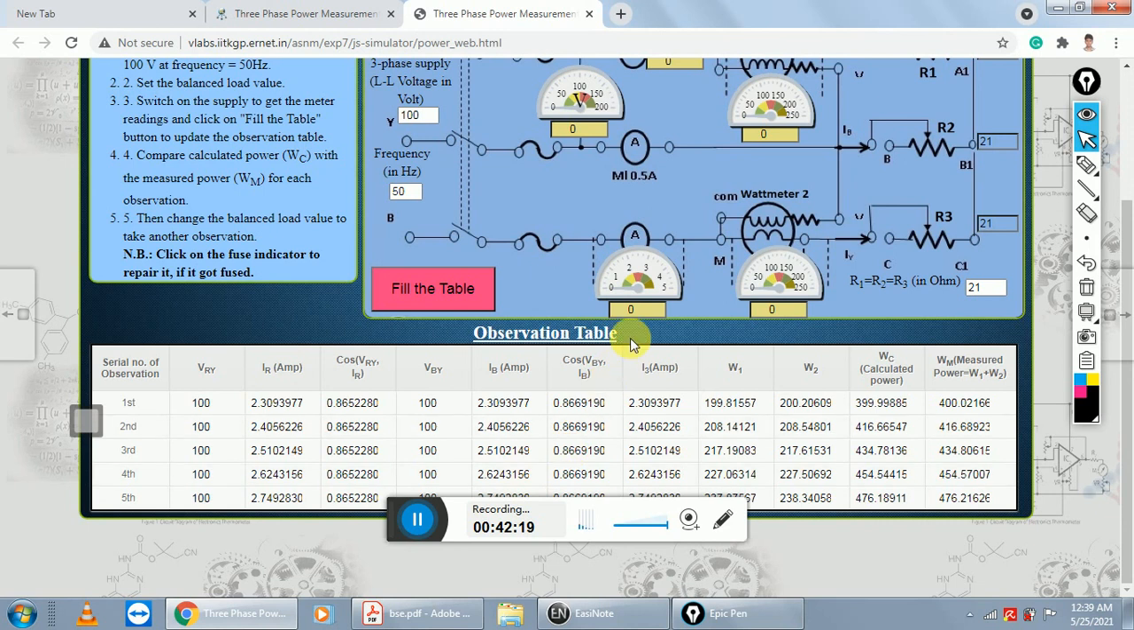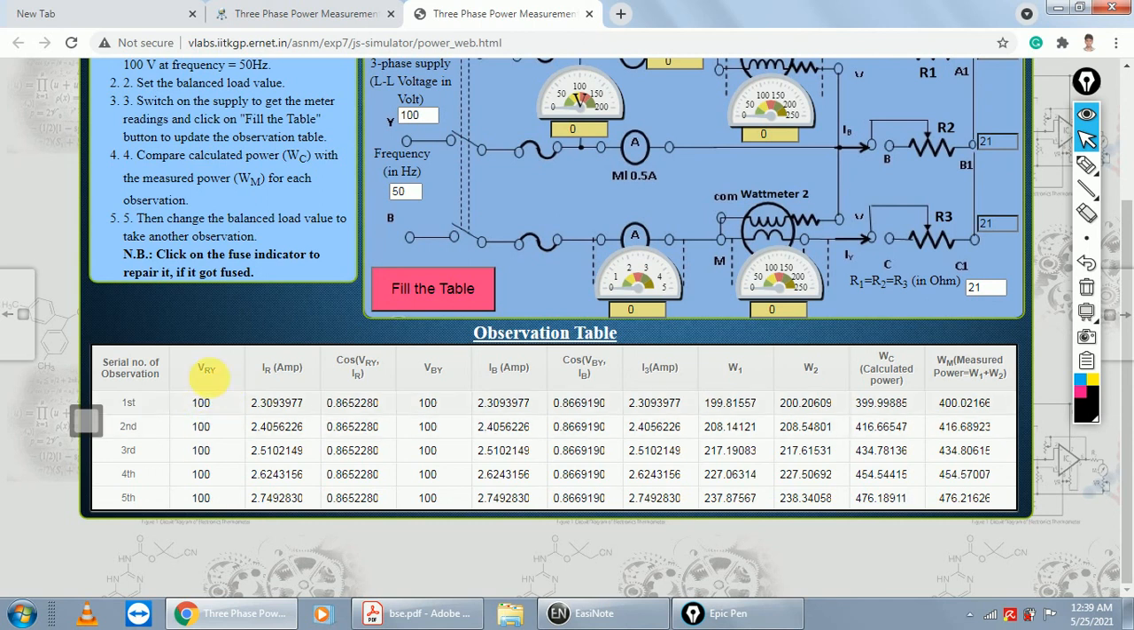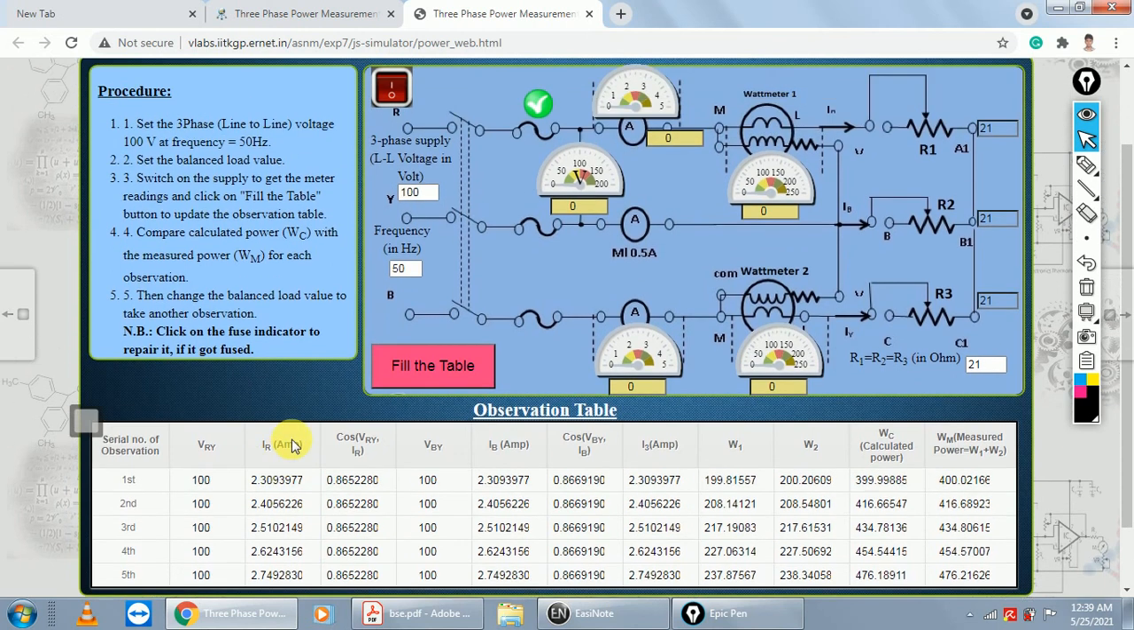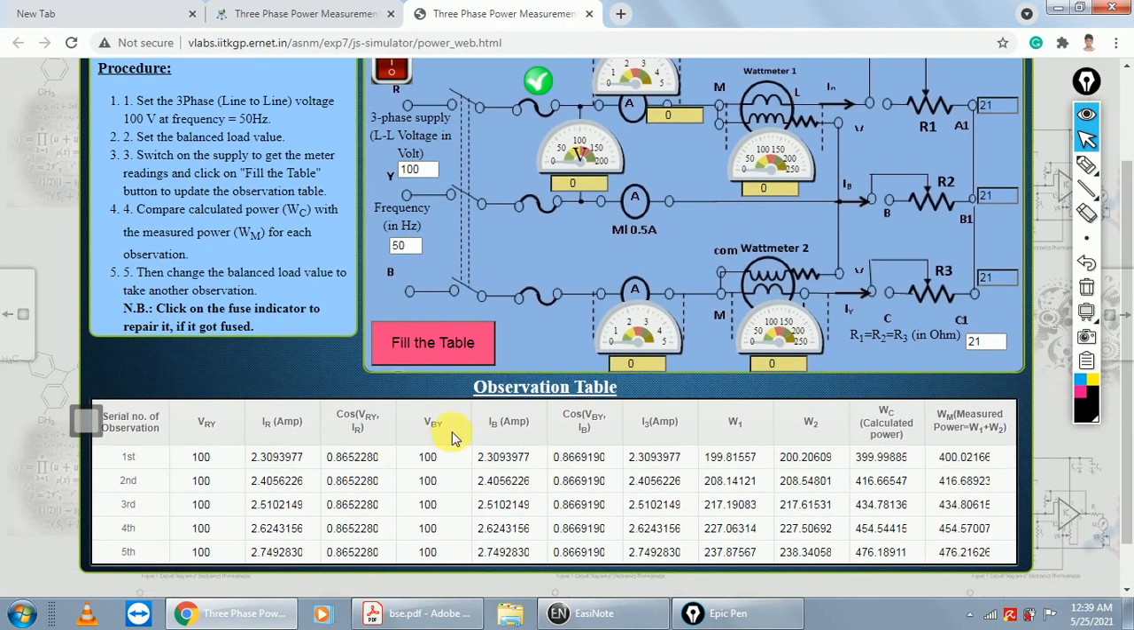So here we take 5 readings. This is RY, this is your phase voltage, this is your line voltage, this is your line current, and this is your cos phi value. We also calculate by formula. This is your power W1 plus W2, which means this is your active power. And this is your reading of W1 and W2. With the help of W1 and W2 you can also calculate cos phi, phi and Q. So these are the readings for balanced load.